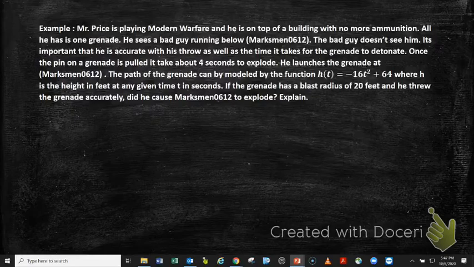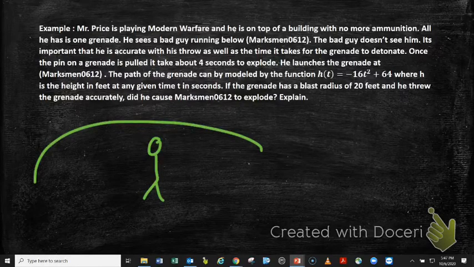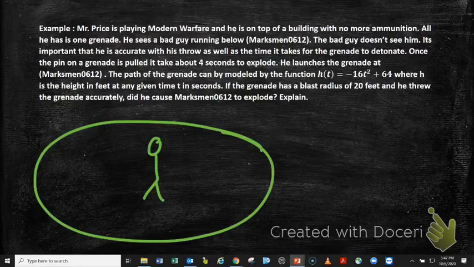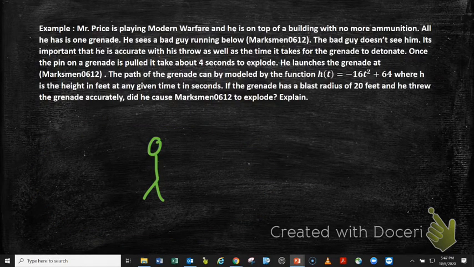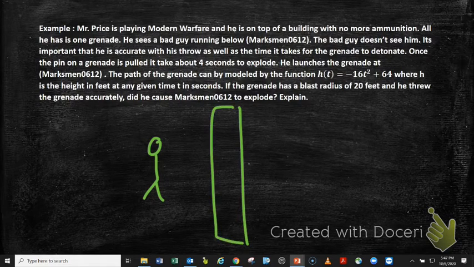So if a guy is standing right here, and this has a blast radius of 20 feet, and my grenade lands right here, it doesn't actually hit him, it should still affect him. So let me see if I can draw. Well, I don't need to draw a picture. I will. I'm standing up here on the top of this building. Here's me. And here's this guy running. He's running away from me. He doesn't see me. And here comes a grenade.